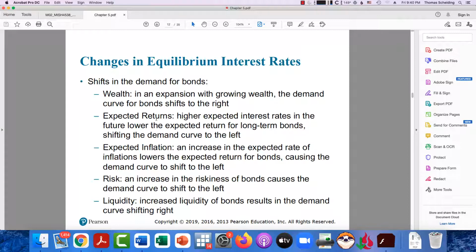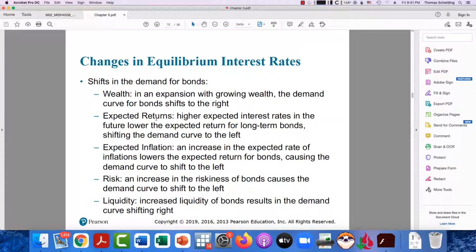Now, let's get to shifting that demand for bonds. What causes it to shift? There are 5 factors that cause the demand curve to shift. And this would be among not the Federal Reserve demanding bonds, but just regular individuals demanding bonds. And here this would be wealth, expected returns, expected inflation, risk, and liquidity. As wealth grows, then the entire demand curve for bonds shifts to the right because people just now have more assets to possibly invest.